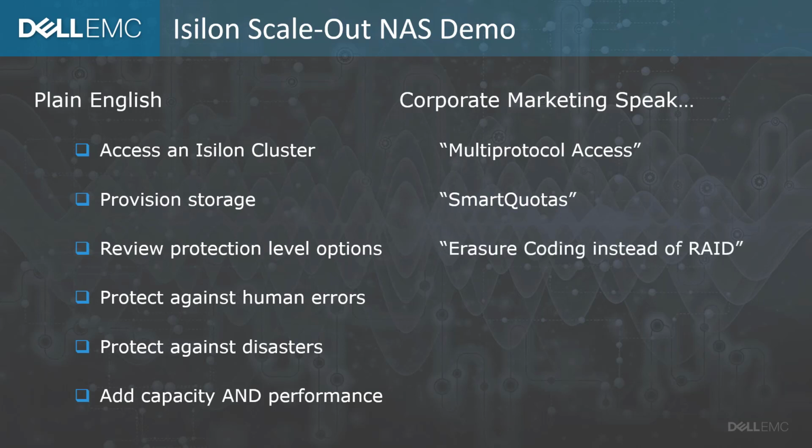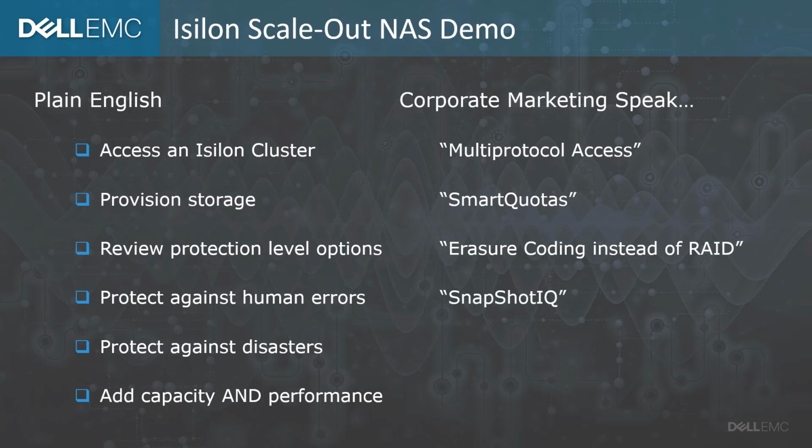The third one, where I say we're going to review the protection level options, that again translates into the fact that we use erasure coding instead of RAID. And I guess that's more of a techno speak than a marketing speak. But at the end of the day, we'll review our protection level options, and that has to do with a technology called erasure coding that we use instead of RAID.